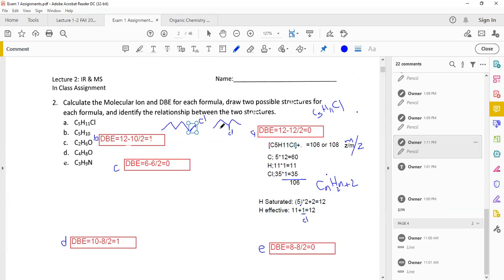In B, it has 10 hydrogens and 5 carbons, and doesn't have any oxygen, nitrogen, or halogen. So this one is easier to calculate when we do the double bond equivalency. I can use the value for saturated.